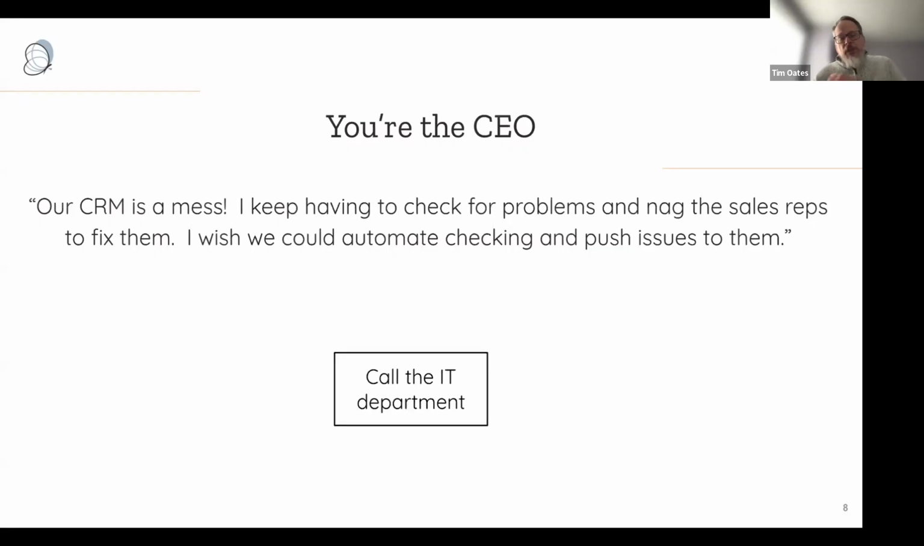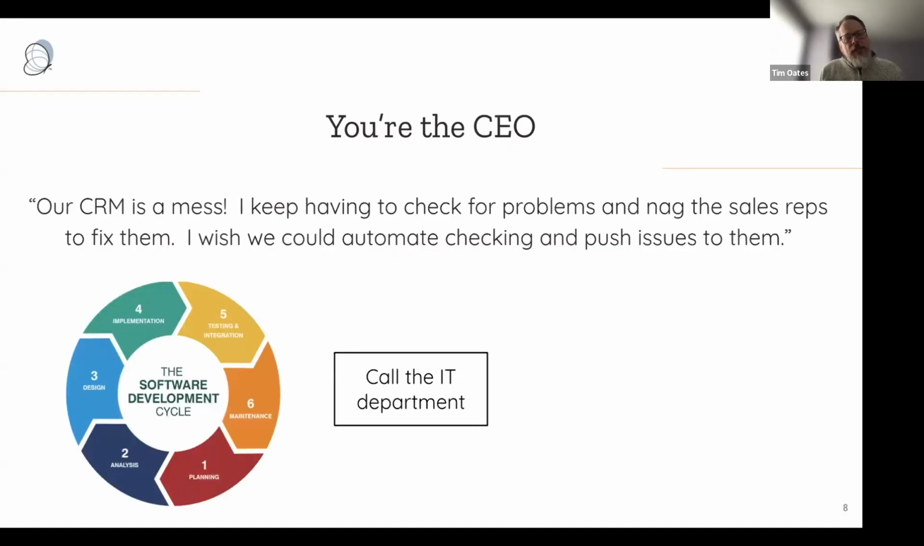So the old way to do it is you call your IT department. Now, let me say I am very pro IT departments, and I'm going to talk about why you still need your IT department in a minute, right? But this is sort of the old way, which is a characterization of what happens. So the IT department is going to go, okay, good. You've got a problem. We're going to help you solve it. We're going to go through the software development life cycle. We'll plan, analyze, design, implement, test, and maintain, right?